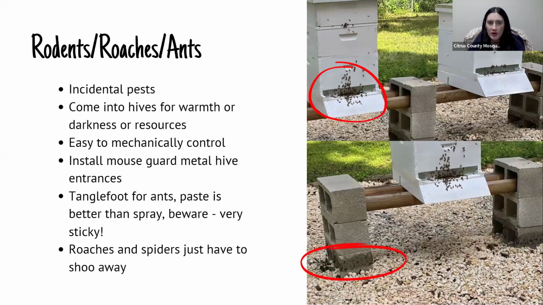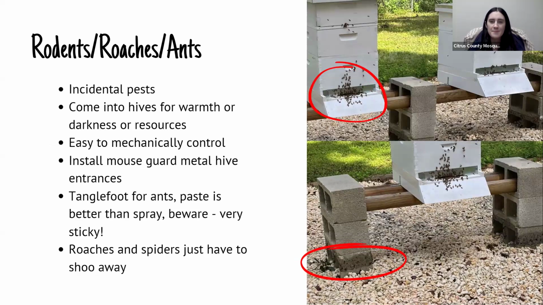So moving on to more incidental pests, so ones that don't really affect your hives too much, but might be unpleasant for you as the manager of the hives to have to deal with. They just come into the hives for warmth, or they smell resources, or they want the darkness. They're pretty easy to mechanically control.